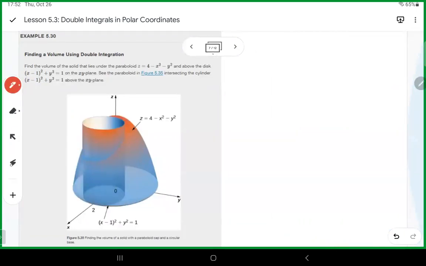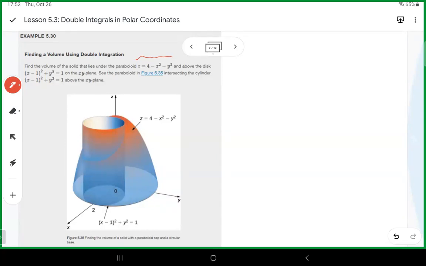Okay, so this one's saying finding a volume using double integration. Find the volume of the solid that lies under the paraboloid and above the disk on the XY plane. See the paraboloid in the figure intersecting the cylinder above the XY plane. Okay, so first change the disk to polar coordinates. So expanding the square term, you're going to have the following.